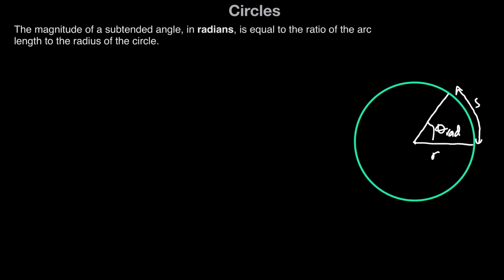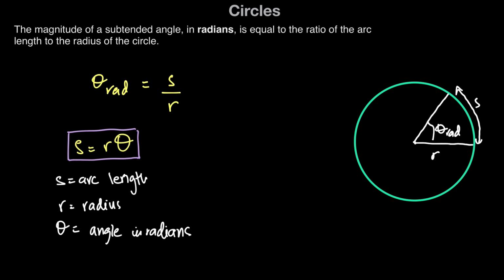Now by definition, the subtended angle in radians is equal to the ratio of the arc length to the radius of the circle. So we can say that the subtended angle in radians, which is theta, is equal to the ratio of the arc length S to the radius r. And if we were to multiply both sides by r, we get the following expression. S is equal to r theta, where S is the arc length, r is the radius, and theta is the angle in radians.